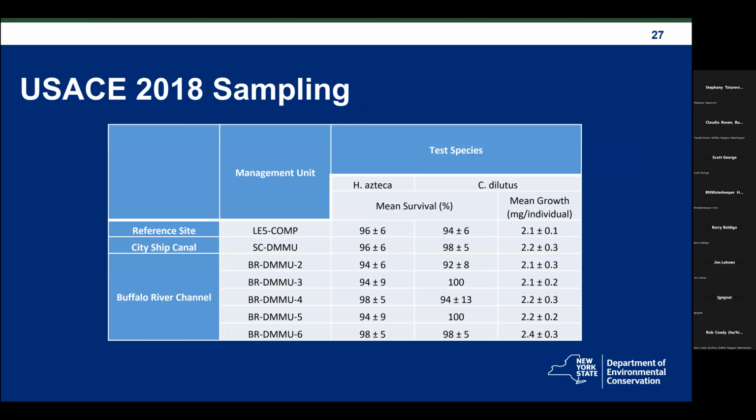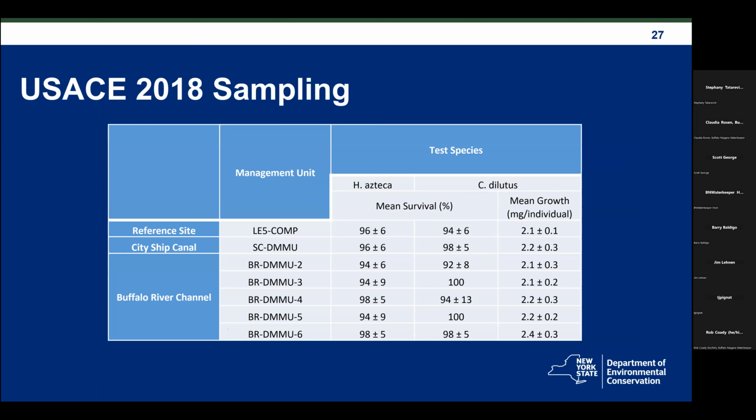In 2018, the Army Corps conducted sediment sampling to analyze suitability for open water placement in Lake Erie and to determine the status of the restrictions on dredging activities BUI. As part of the sediment evaluation, sediment toxicity testing was conducted using the same organisms and the same US EPA method. The Army Corps used a reference site in Lake Erie, and again, we can see that survival rates and growth are high in the AOC and in the reference location.